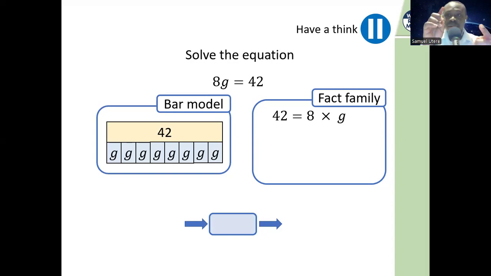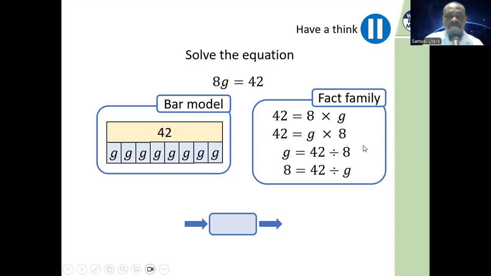And of course, you can quickly write the commutative one, which is to swap the 8 and the G. So 42 is G times 8, right? Another one you can quickly write, I'm sure you spotted that already, is G is equal to 42 divided by 8. So if we want G, we need to divide 42 by 8 into 8 portions because we have 8 lots of G. Now, another way you can rewrite it is 42 divided by G is equal to 8.